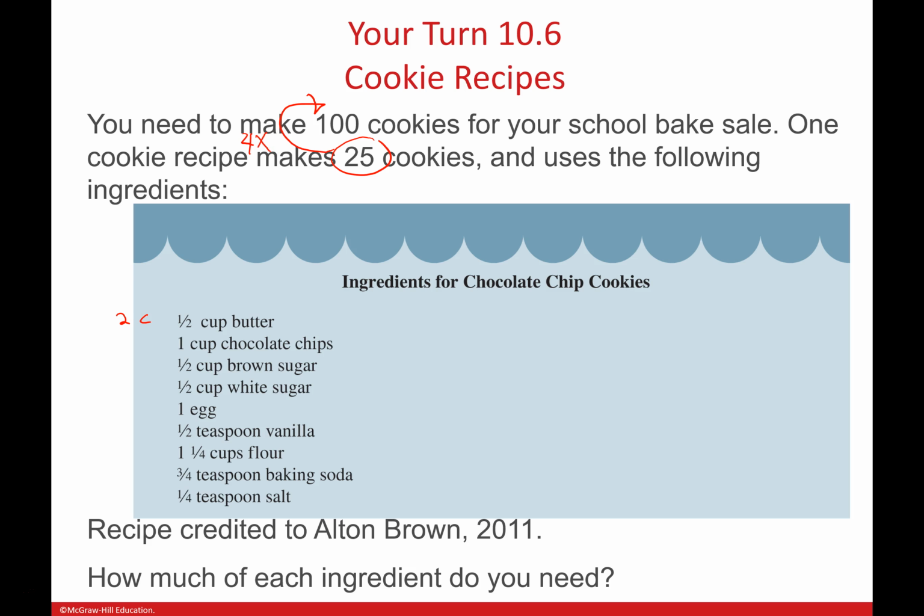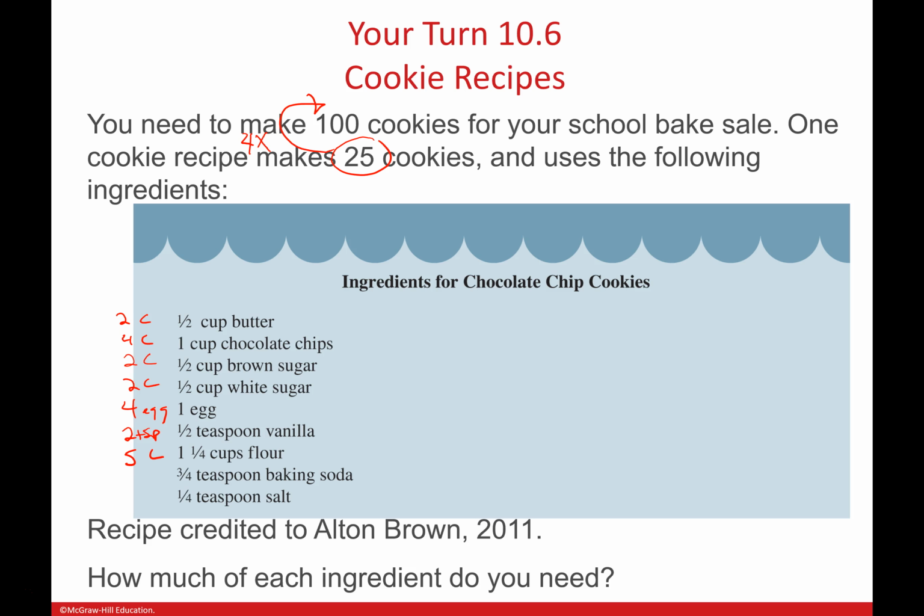Okay. Taylor, how many chocolate chips would you need? 4 cups. 100 cups? You must like chocolate chips in your cookies. Okay, Autumn, how much brown sugar? 2 cups. Very good. Taylor, white sugar? 2 cups. How many eggs? 4 eggs. 2 teaspoons. Okay, 1 1/4. 5. Good job. 5 honking cups of flour, which doesn't seem like a lot for cookies.